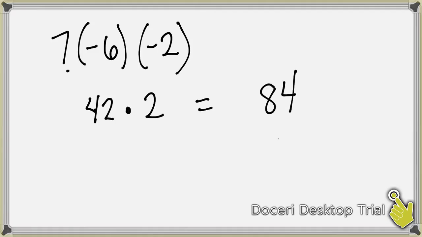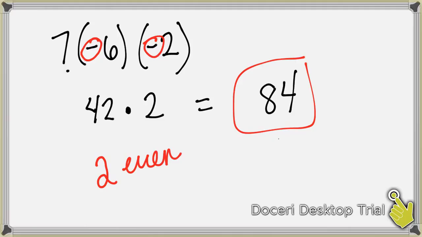Now we're not done. All we did is multiply them. Now we got to go back and count the negative signs. All right, so 7 is not negative, but the 6 is, and so is the 2. So how many negative signs were in this problem? Well, there's 2 negative signs, and the number 2 is even. And when the number is even, that means it's a positive 84. So your final answer would be 84.